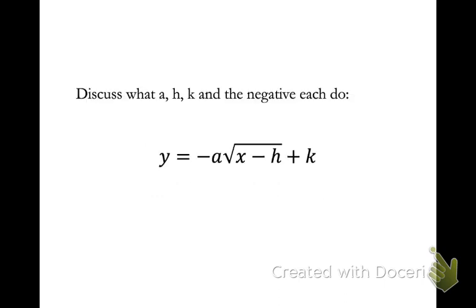So let's start by discussing what the parameters A, H, and K will do to the parent square root function. And they do about the same thing as they do with absolute value and quadratic functions. So with the A value, if you have a positive A, the graph will open up. If you have a negative A, the graph opens down, and it causes it to be a reflection across the x-axis.